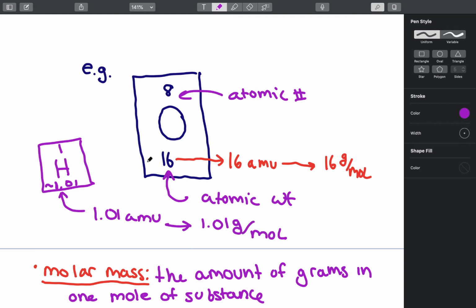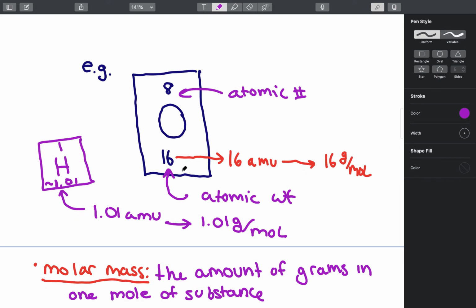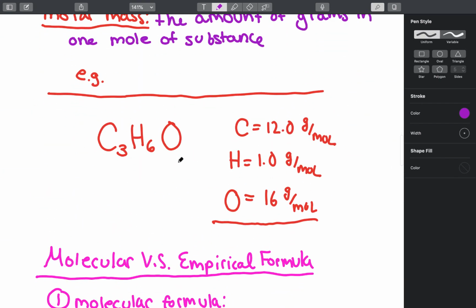So you can also look at these atomic weights at the bottom of each element symbol to mean the molar mass of the substance or of the element. So here I have an example. I'm going to calculate the molar mass of this molecular compound. In order to do this, I have the different molar masses of each element on the side here. All you have to do is add them up and multiply them by their factors.